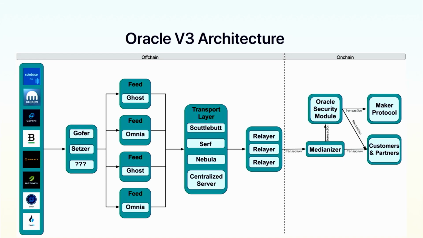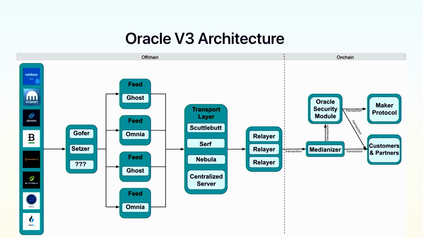So this is what the architecture for Oracles v3 looks like. You have these multiple clients now. So instead of just Setzer for querying, you have Gopher and Setzer, and we can release a reference spec so the community could create even more. You have a bunch of feeds that are now using different clients, so not everyone is just using the default Omnia client. We're creating a new client in Go called Ghost, and we could release a reference spec for that as well, to incentivize the community to create more clients for even more redundancy.